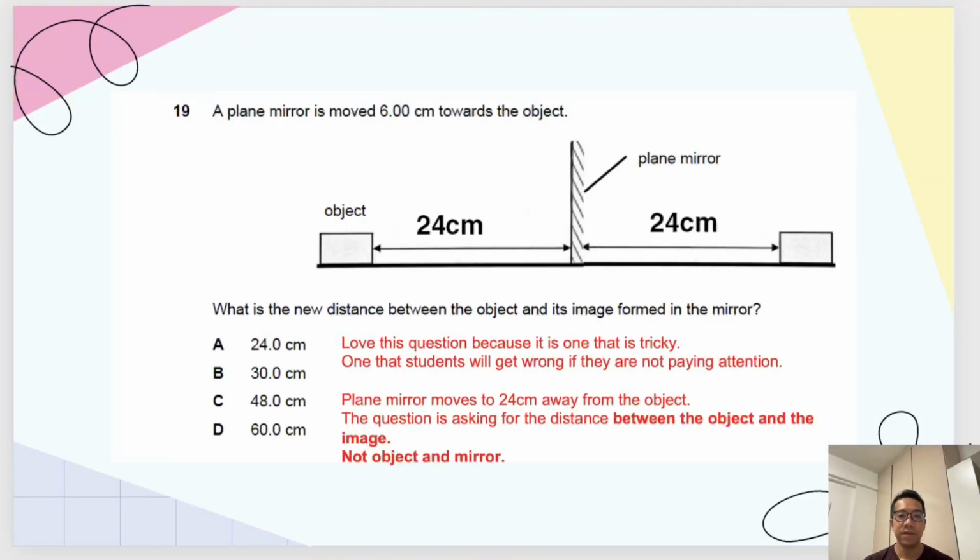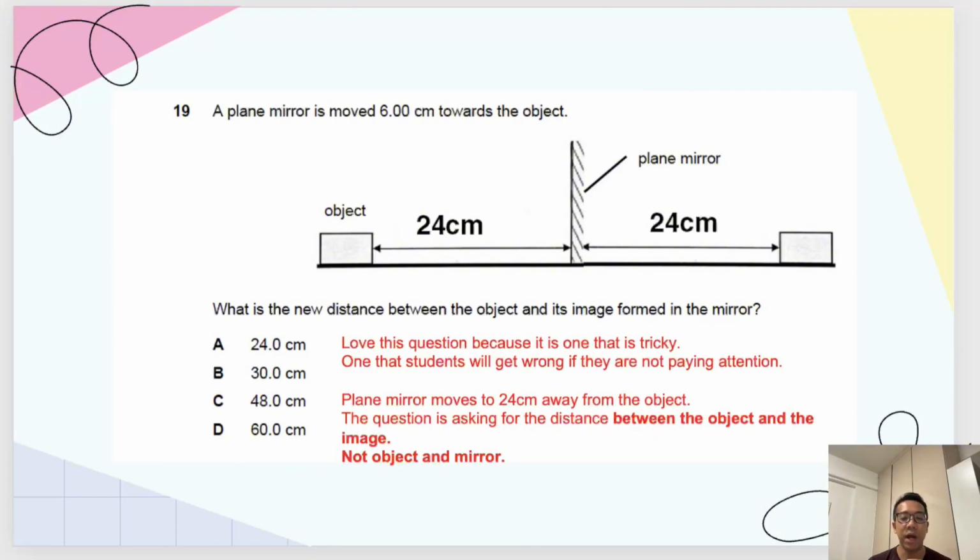So for this question, it is a tricky one for students who are careless, myself included when I first tried this question. The plane mirror is being moved 6 centimeters towards the object. So some students might write down your answer as 24 centimeters. But you need to understand that the question is asking about the distance between the object and its image. One thing you'll note as seen in this picture is that the distance between the object and the mirror and the distance between the mirror and its image is equal. Therefore, the answer is not 24 but 24 times 2, which is 48.